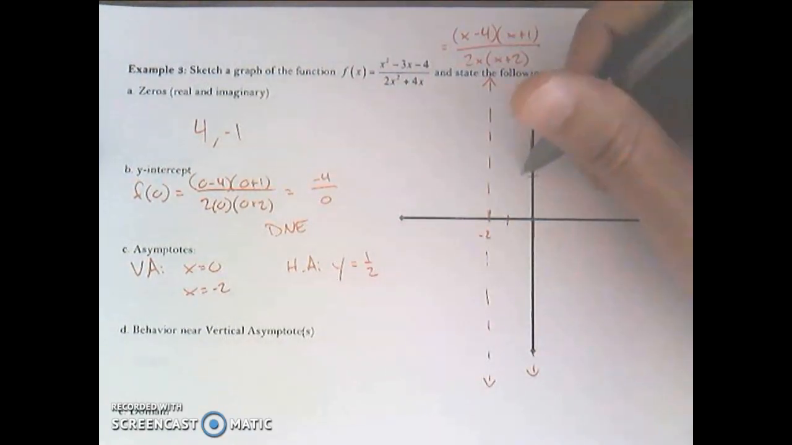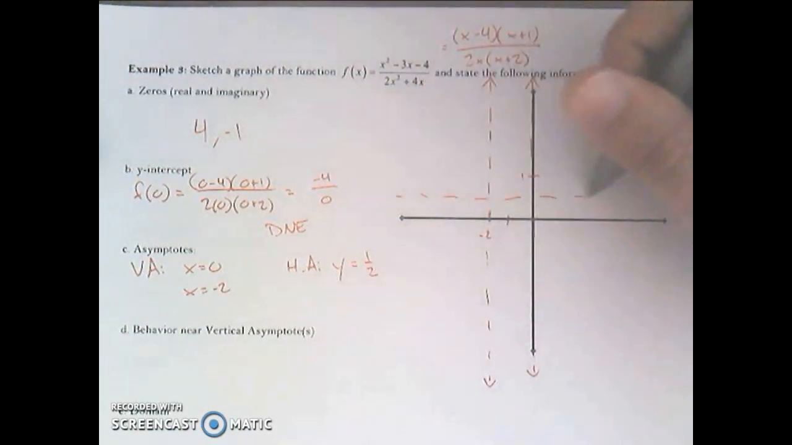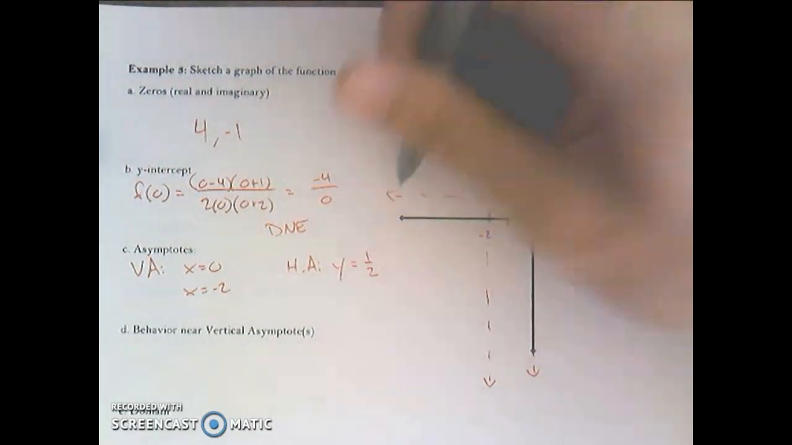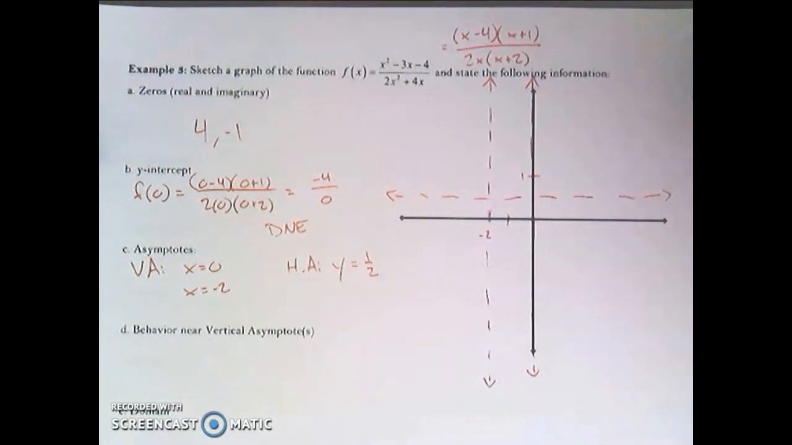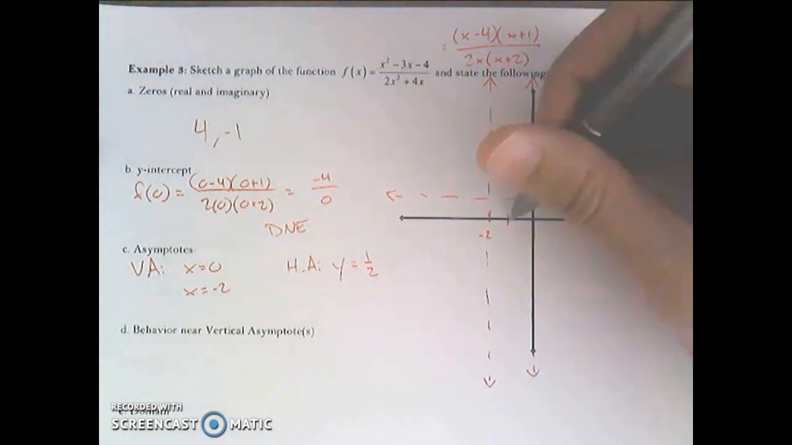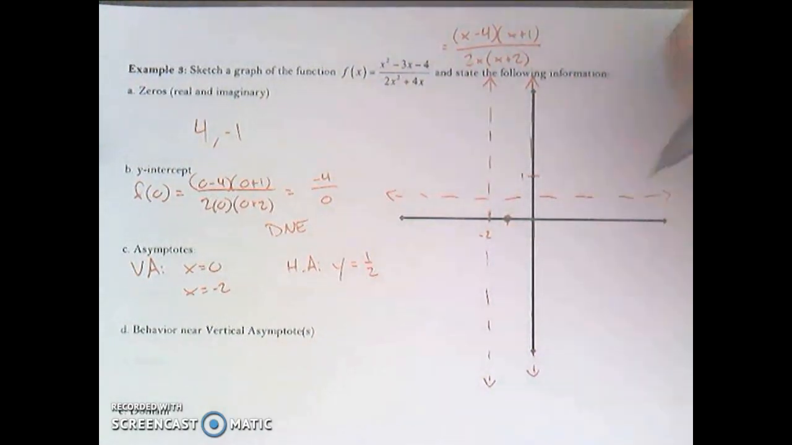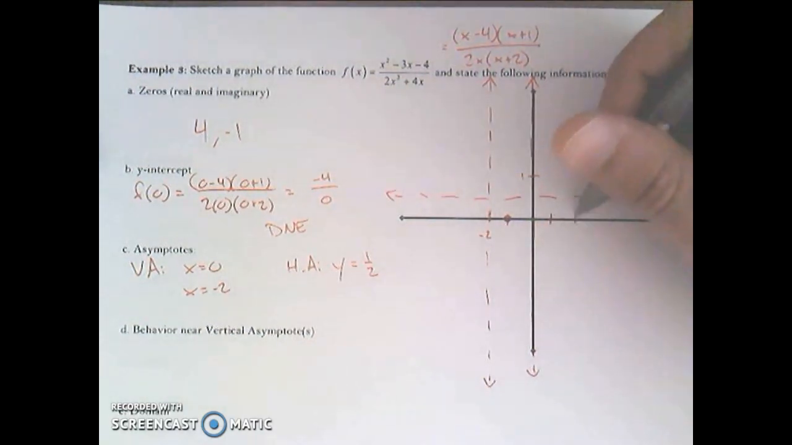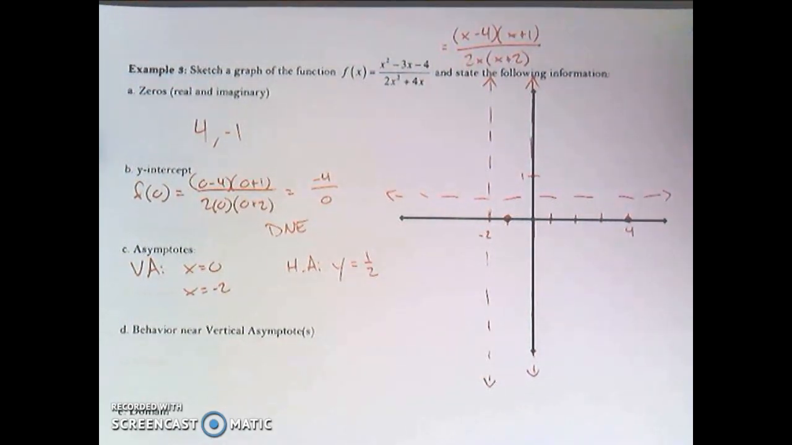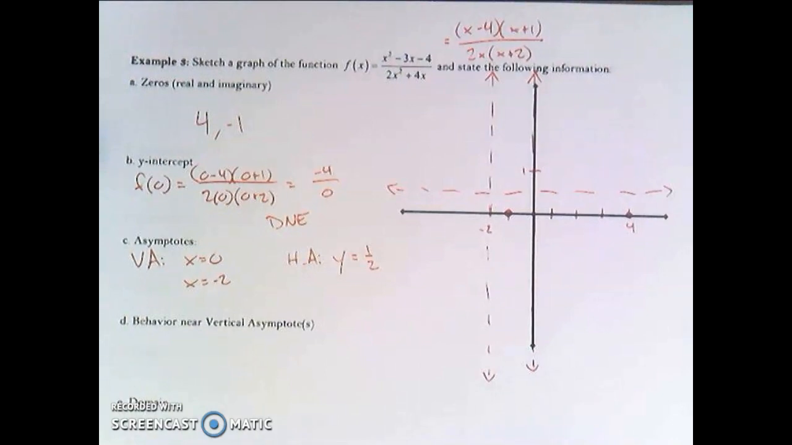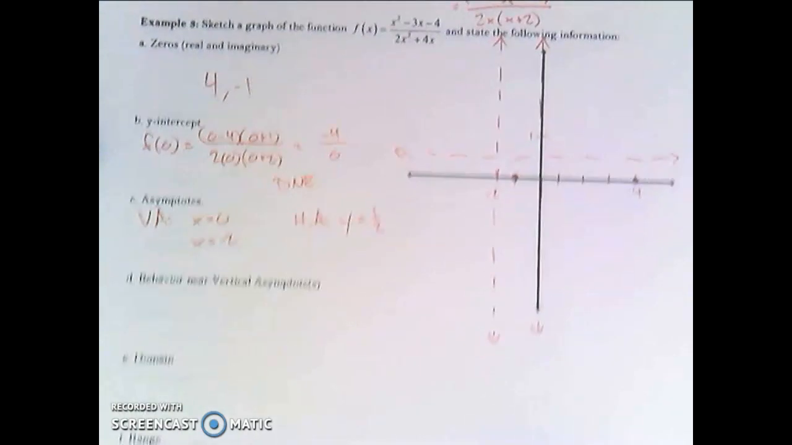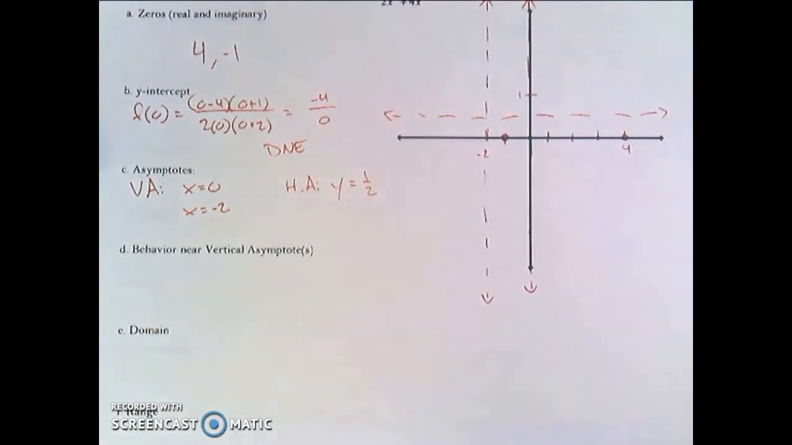We've got a horizontal asymptote at y equals 1/2. We've got zeros at +4 and -1, so a zero here, and a zero at +4: 1, 2, 3, 4. We don't have a y-intercept. So let's see what happens near the asymptotes, particularly the vertical asymptotes.